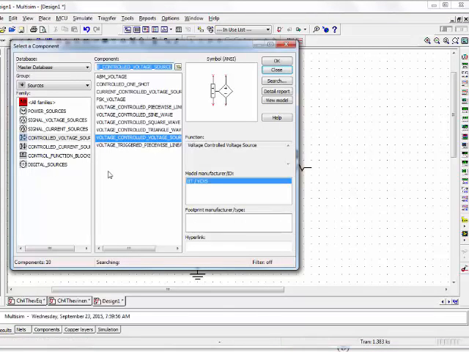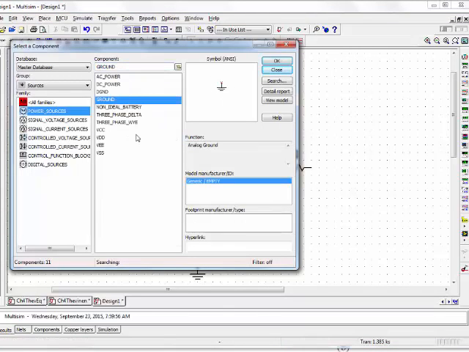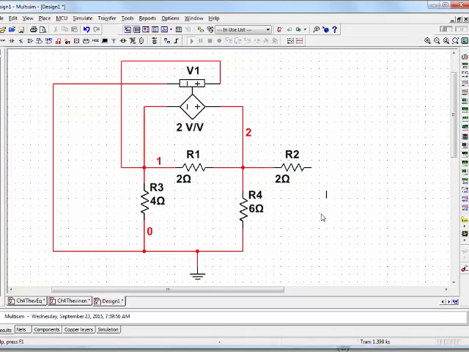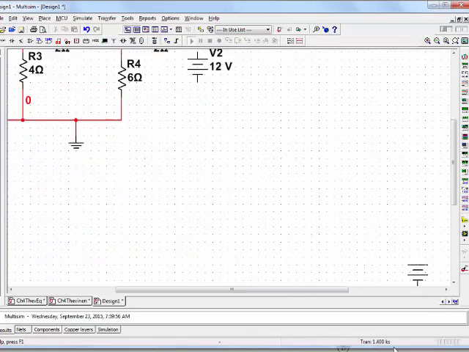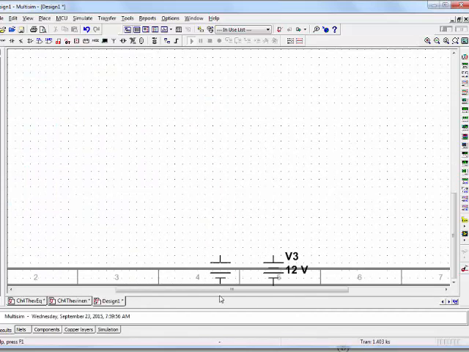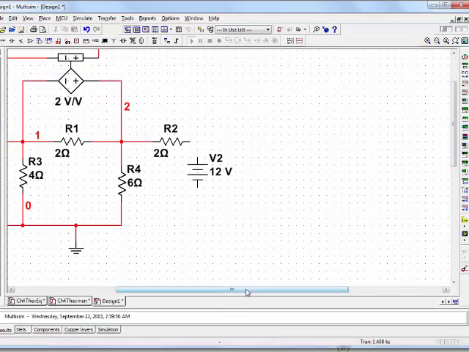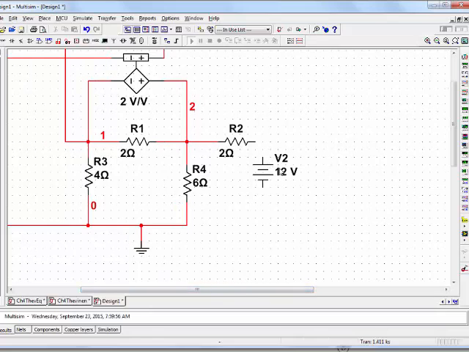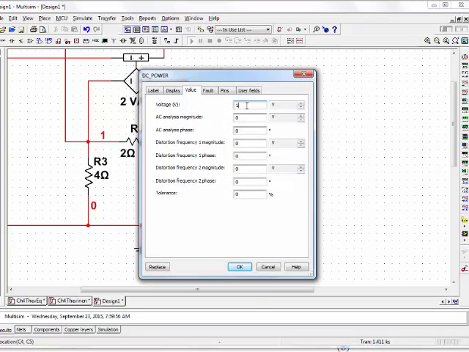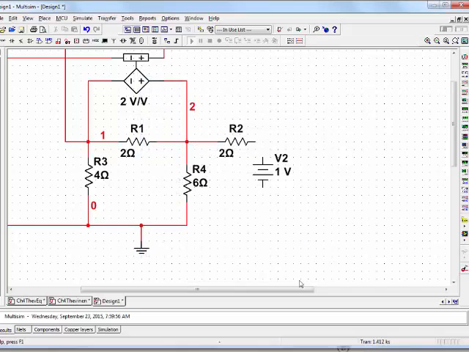Place component. This time it's just a plain ordinary DC voltage. We'll do it for a single point right now. DC power, yeah. We'll put a DC in here. Go back to where I was here. I'm going to put some nice value in here, 1 volt. Okay, and connect up the rest of the circuit.